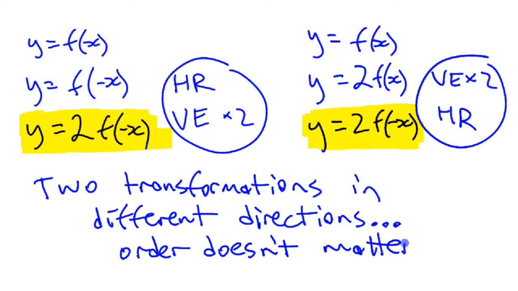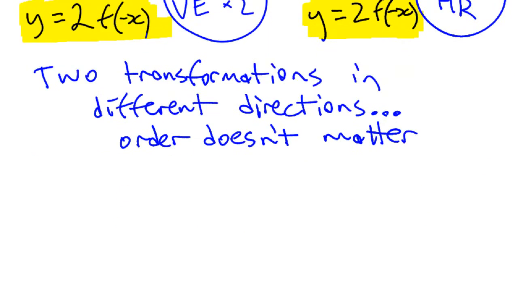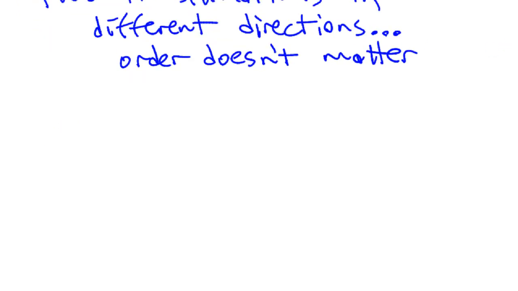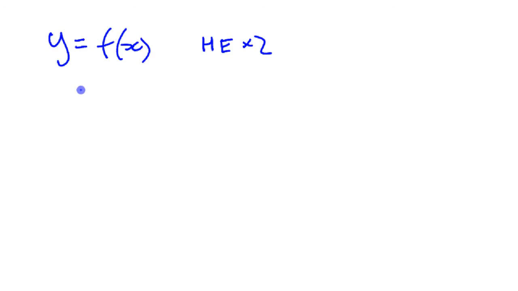Order doesn't matter. All right. And the next one we did was in the same direction. We did a reflection and an expansion again. So that time, let's start with our y equals f of x. We did a horizontal expansion times 2, so we changed this to f of a half x.